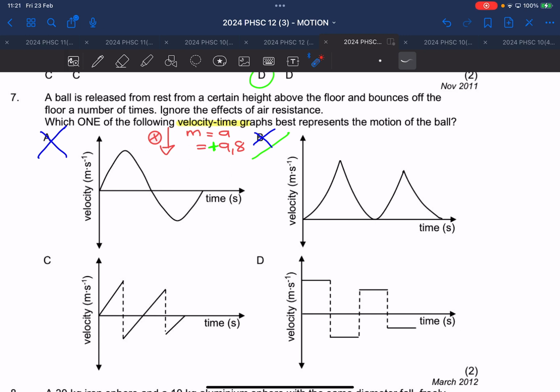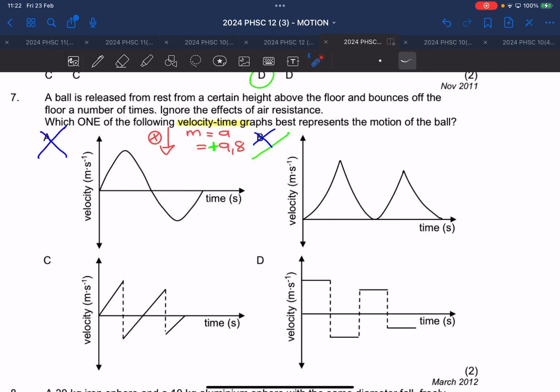Positive gradient. Now what's happening here? Here is where the ball is in contact with the floor. So the ball falls, makes contact with the floor, and if we say it is 1 second here, then also in 1 second it's going up. You see that? That is why there's a break in the graph, because here the ball is going down, it bounces, and the ball goes up, goes down, bounces, goes up.